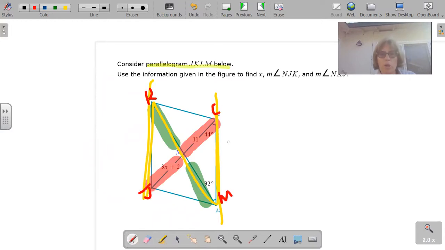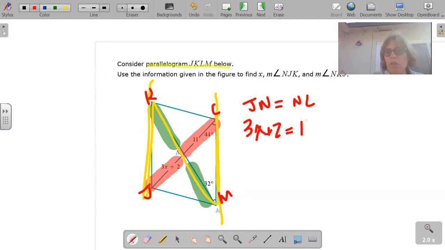JKLM, we know that JN is equal to NL. So 3x plus 2 equals 11, and you solve for x. Going this way, it asks for the angles. Rather than just look for the individual angles, I'm just going to find everything possible just out of habit.